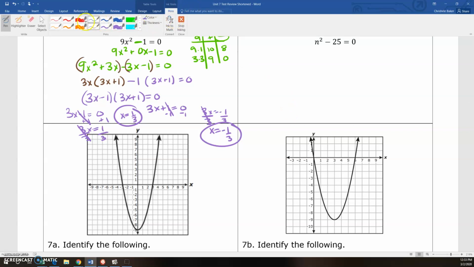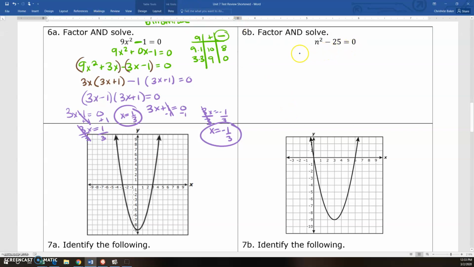Same thing over here with 6b. I'm going to rewrite this as n squared plus 0n minus 25 is equal to 0. 1 times 25 is 25. We know that 25 is 25 times 1 and 5 times 5. But to get 0, I'm going to need 5 and negative 5. Underneath the minus column means my signs are opposite.